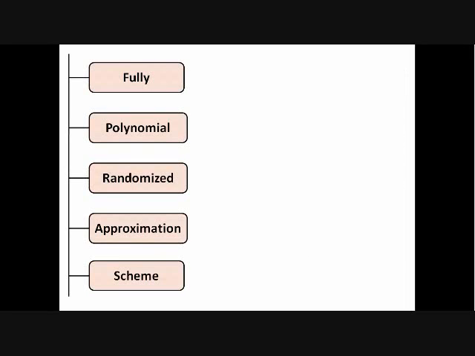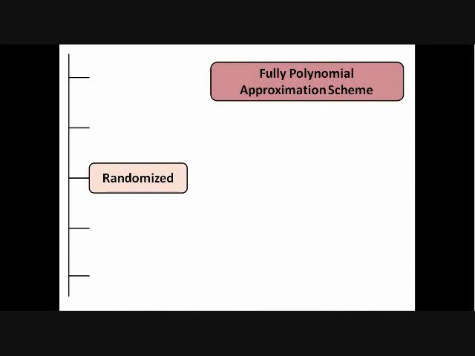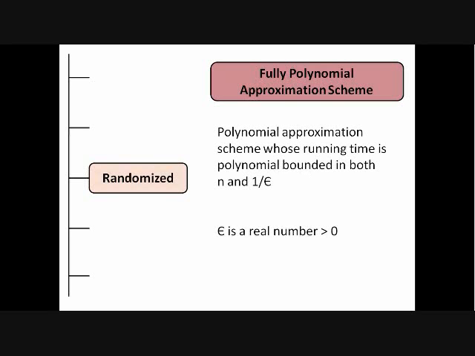Let us move on to the next one, which is a fully polynomial approximation scheme. We have just added one more prefix to the previous one, which is fully polynomial. To put a neater definition to it, my solution is now bounded within n and 1 over epsilon, where the rest of the conventions remain the same as in the previous definition.